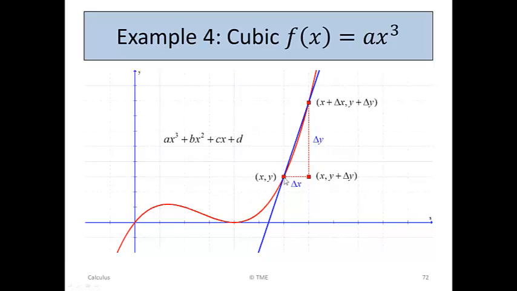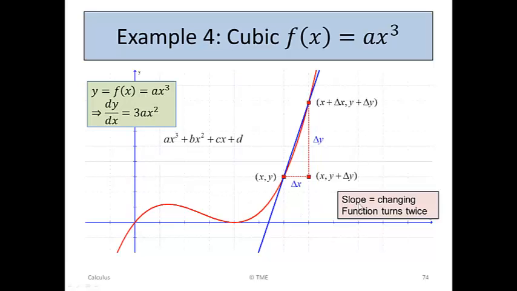So we have these two points, (x, y) and (x plus delta x, y plus delta y). So for our function, where y was f(x) was ax cubed, we got that dy/dx was 3ax squared. So the slope dy/dx was 3ax squared. It depended on x. So in this case, the slope is changing. So as we move from one point to another, the slope here might change as we move down.